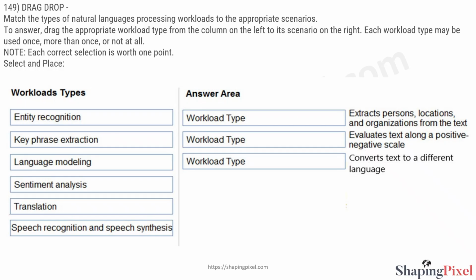So the right workload types for the statements are entity recognition for extract persons, locations, and organizations from the text, and sentiment analysis for evaluates text along a positive negative scale, translation for converts text to a different language.